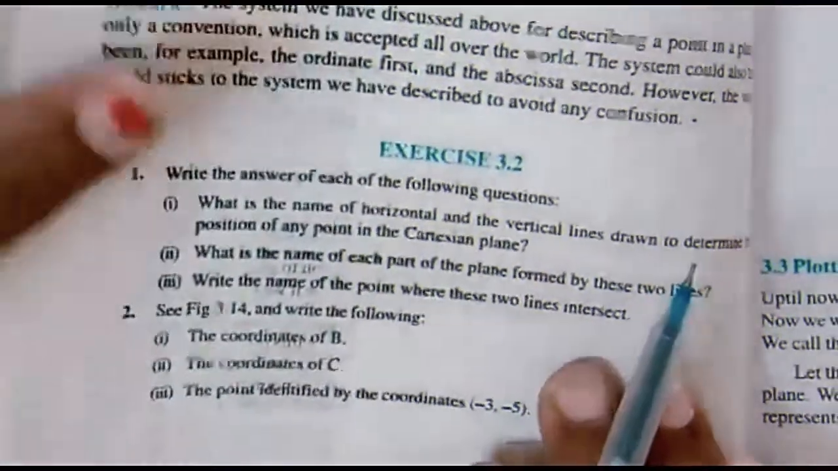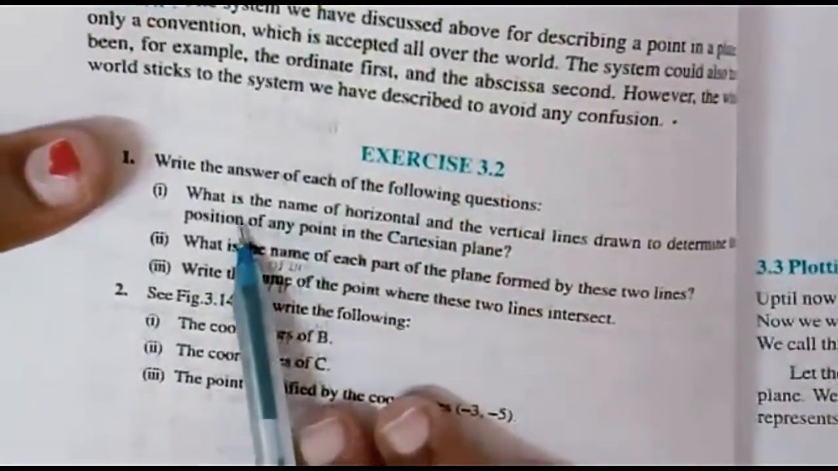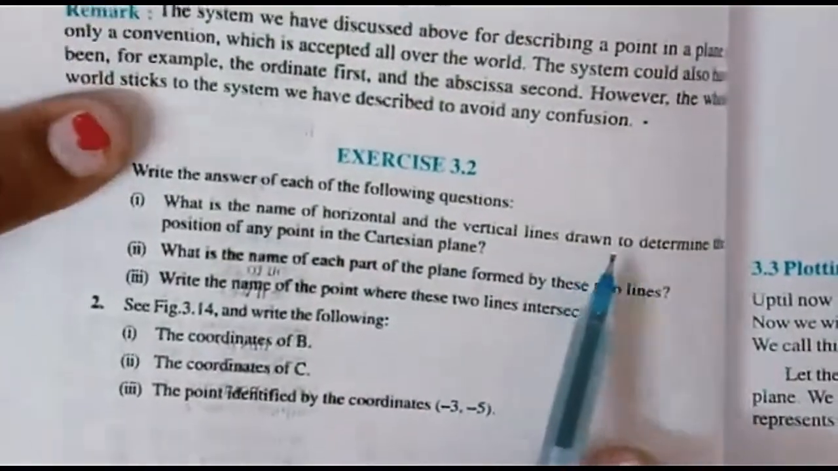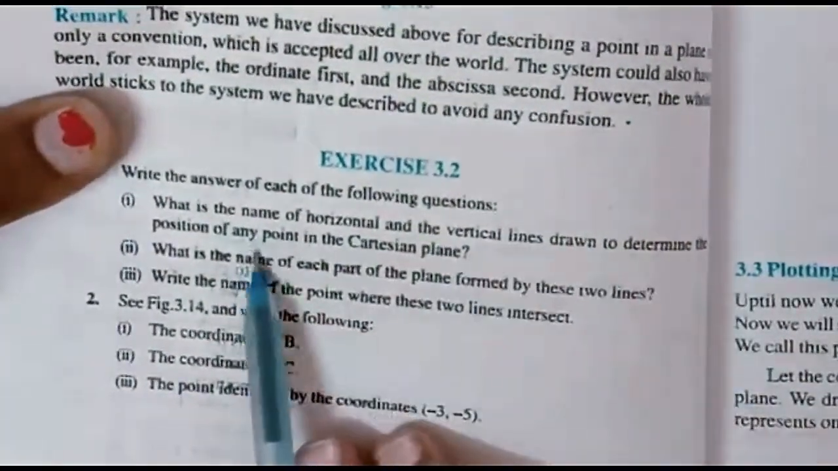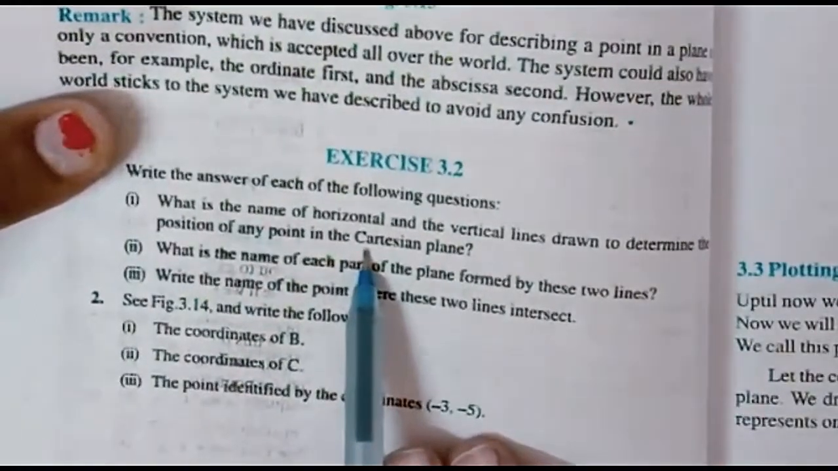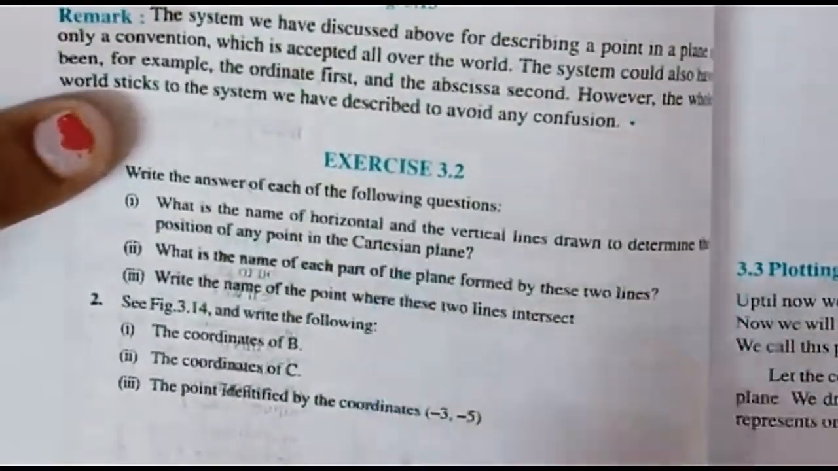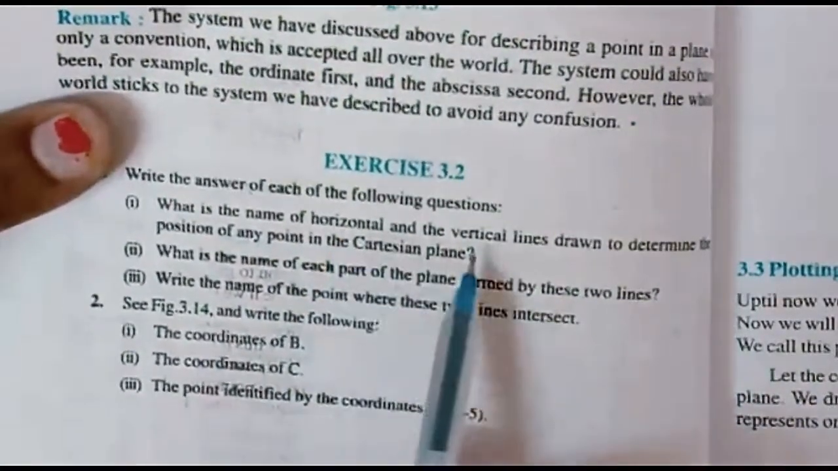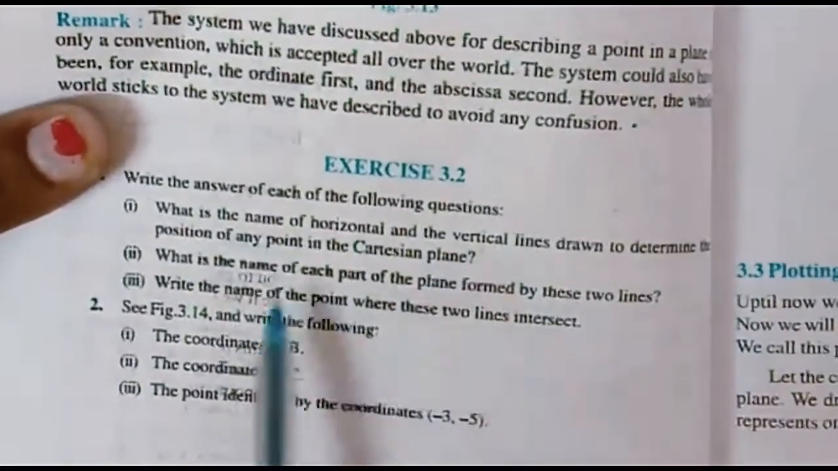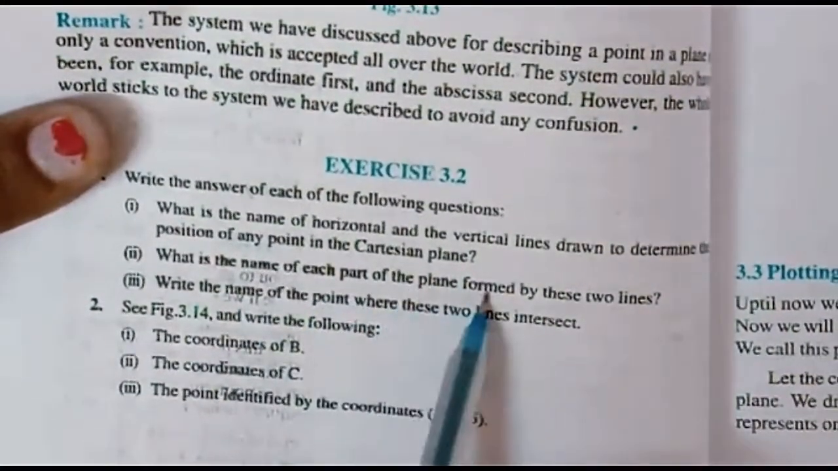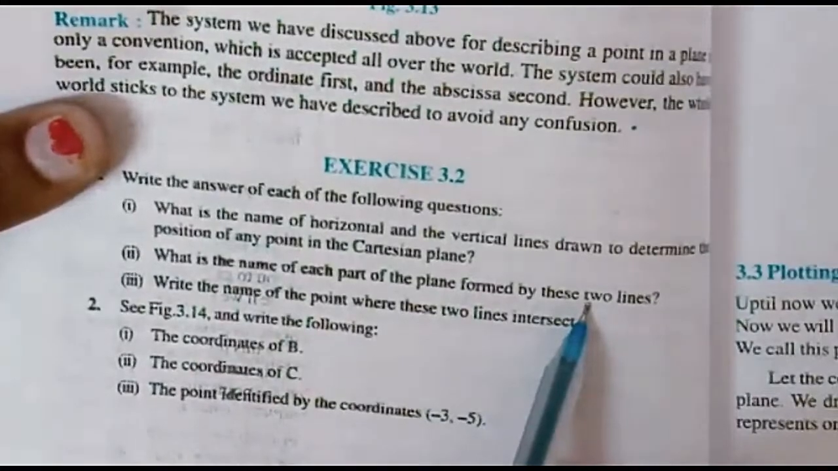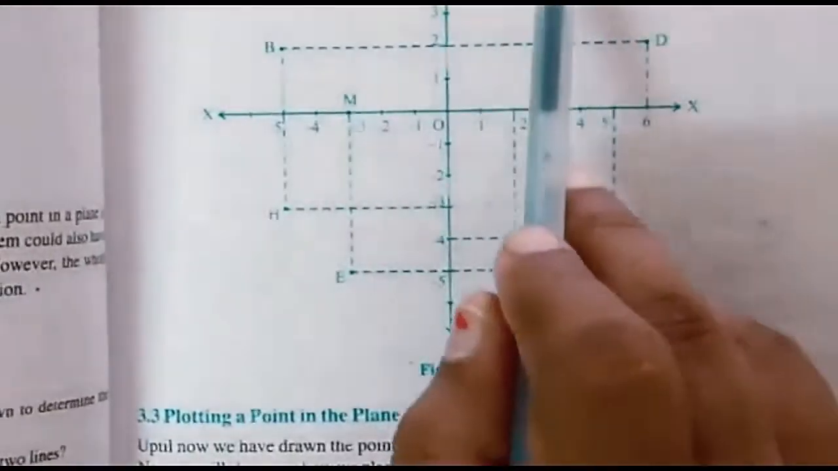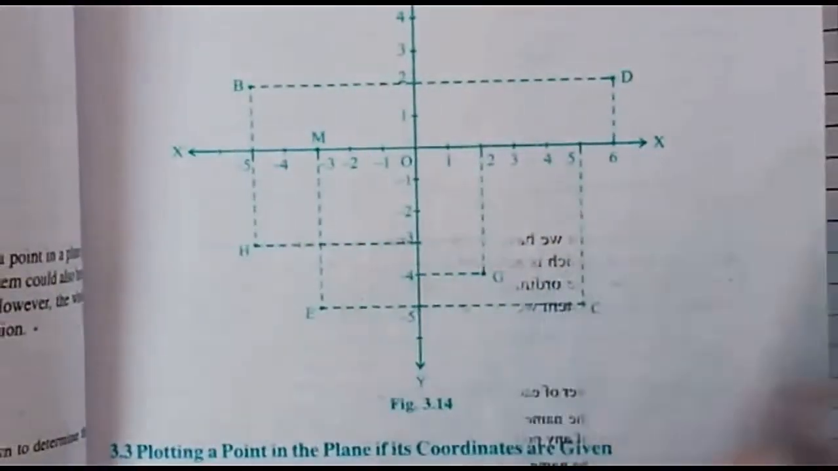Answer a few questions in the textbook. Exercise 3.2. First question is, what is the name of the horizontal and the vertical lines drawn to determine the position of any point in the Cartesian plane? So obviously these both are called axes. The horizontal axis is called the x-axis and the vertical one is called the y-axis. What is the name of each part of the plane formed by these two lines? So each part formed by these two lines is called a quadrant. We have already seen this is quadrant 1, 2, 3 and 4.